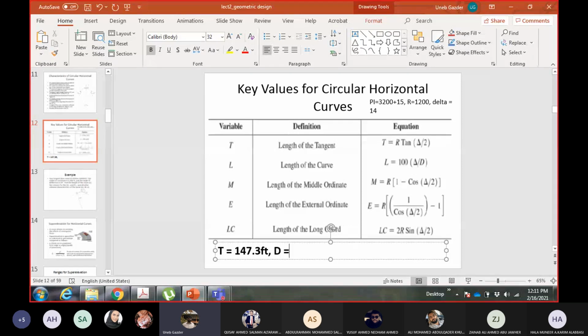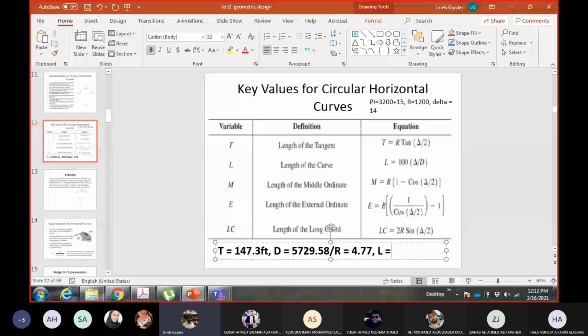For length you need the degree of the curve. So D is 5729.58 divided by R. This is from the previous lecture, from last lecture. So give me D, then you can give me the length of the curve. 4.77, yes. And this is in degrees.